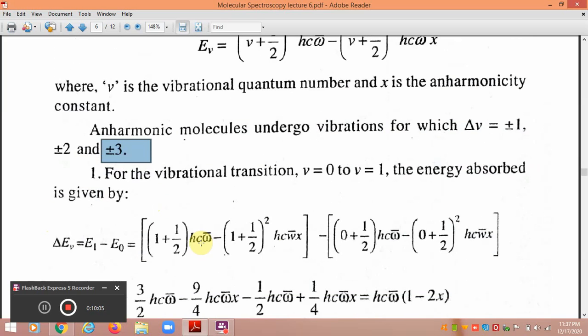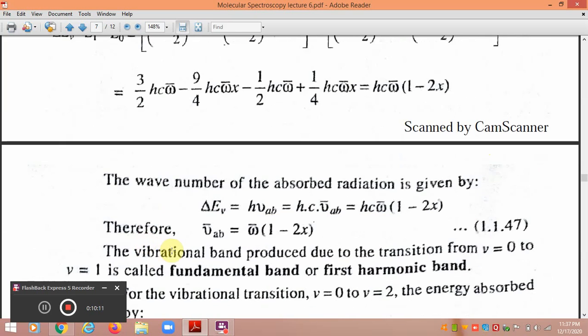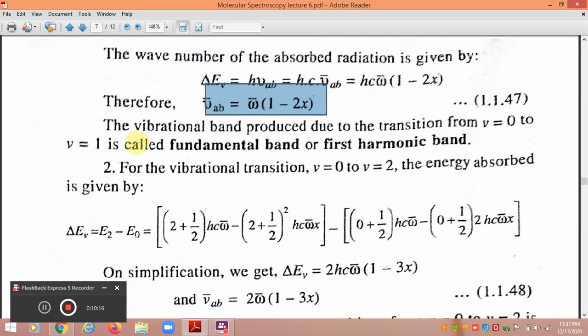Under the condition delta V equal to plus minus 1, meaning V equal to 0 to 1, the energy is given by the equation omega bar into (1 minus 2x), and this vibrational band is produced due to the transition from V equal to 0 to 1, meaning delta V equal to plus minus 1. The band is called the fundamental band. So for delta V equal to plus minus 1, whatever frequency or vibrational band is obtained, it is called the fundamental band, or simply the first harmonic band.